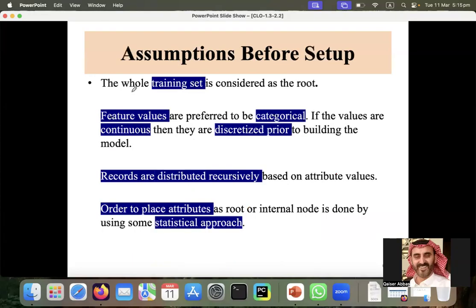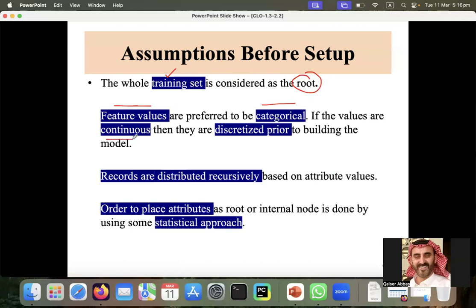What are the assumptions that you have to make before going into the setup of the decision tree? You have to put your training data set on the root of the decision tree. This is the first step. And then you have to prefer that your features, your columns, have categorical values in them. When I say categorical values, it means that in those features you will have two classes or three classes or four classes. This is what I mean actually.